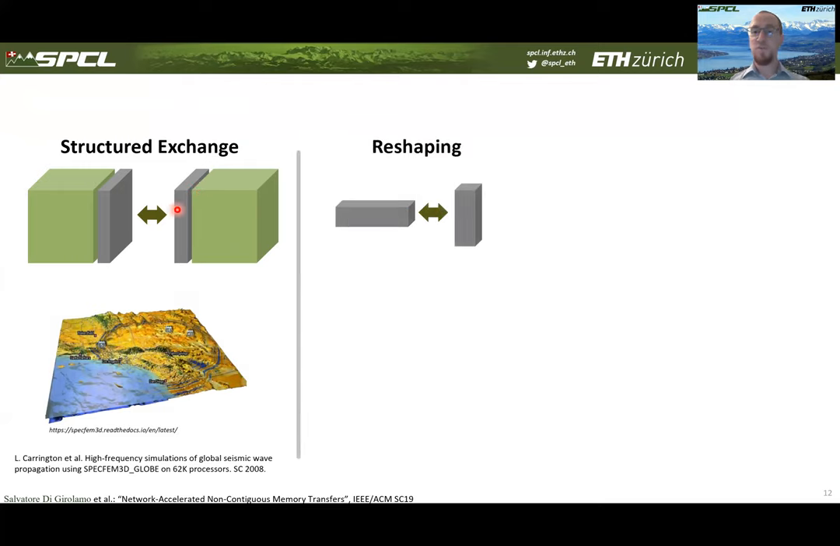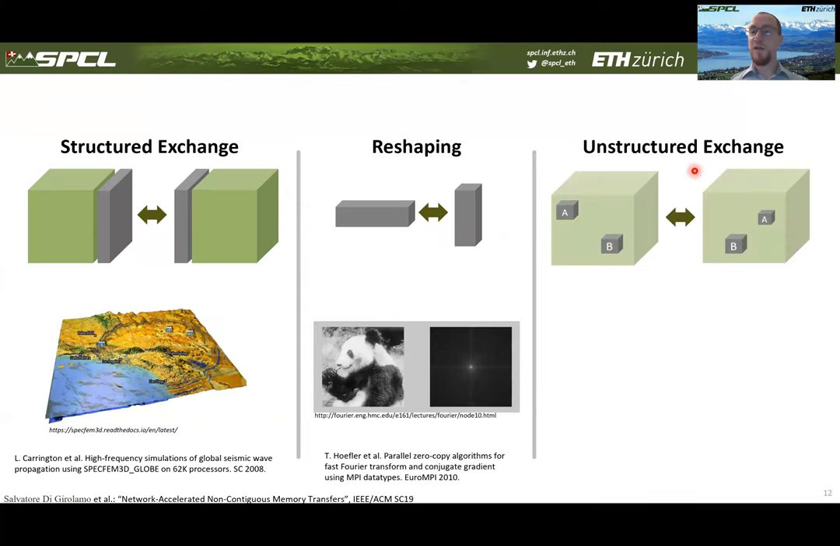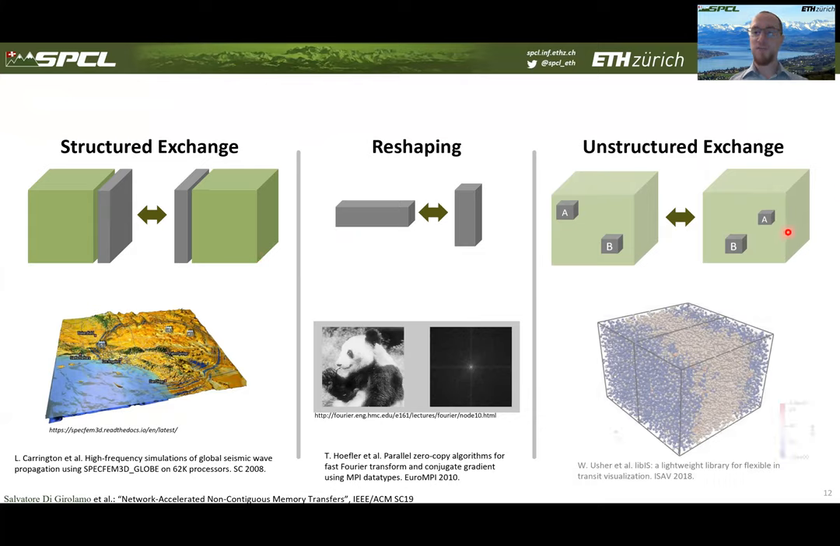This principle is even more powerful, because we could also reshape data while we send it. We send data in a certain form and receive it in another form. Quite impressive results have been shown for fast Fourier transform, where we can achieve a speedup of nearly 2x. And then it gets even more flexible if we support unstructured exchanges. Like in a particle code that doesn't have a structured model, we can pull arbitrary data elements out of the domain and then send them in arbitrary form. All of this is supported by MPI data types, and all of this is actually supported by our implementation of MPI data types.